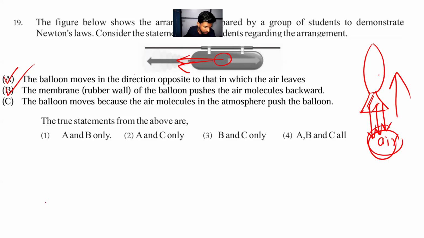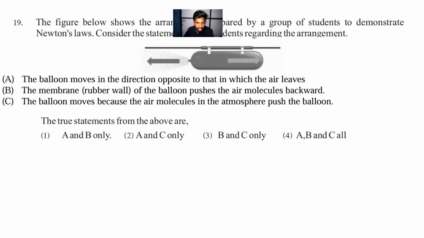Same like that in this question here. The balloon will push the air back, and this air will push the balloon forward. But in the statement they have clearly mentioned the balloon moves because of the air molecules in the atmosphere. No, there's no connection between that air and the atmosphere. The rocket moved because of this air, that means the air pushed by the balloon. The balloon pushed the air, and the air pushed the balloon, not the atmospheric air.